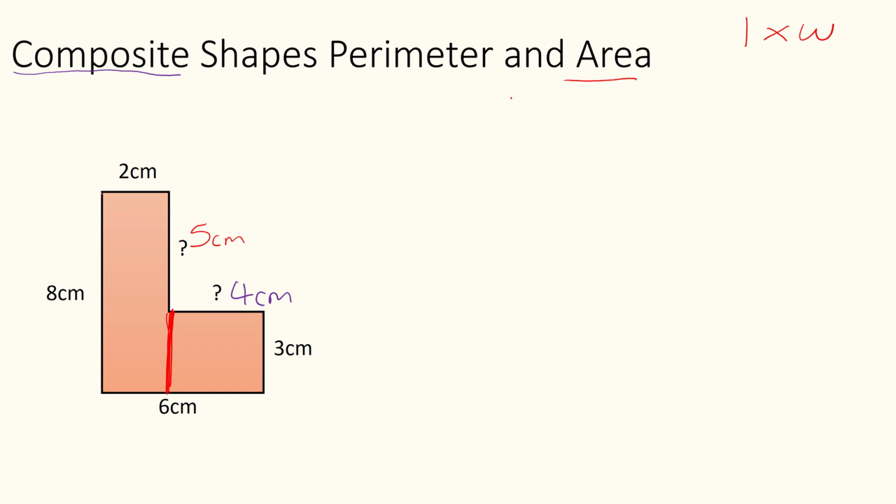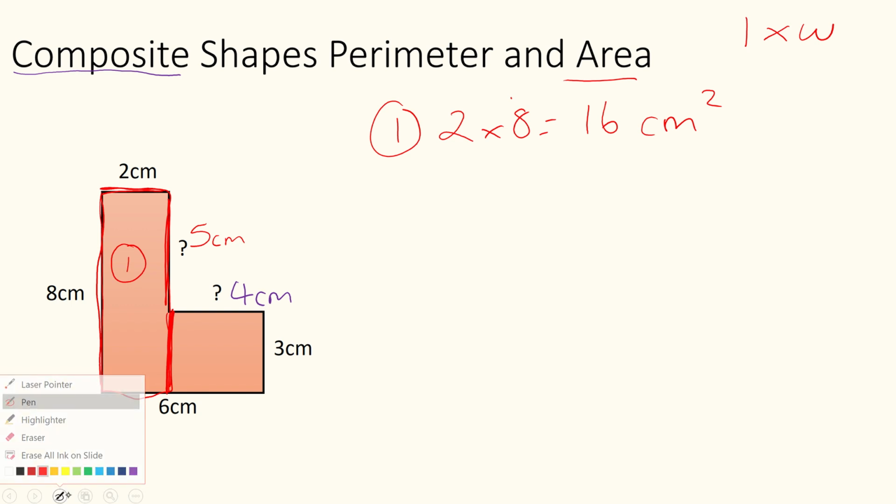So this first shape here, I'm going to highlight in this lovely red, my favourite. And I've got a length and a width, 2 times 8. So this is the area of shape 1. 2 times 8 equals 16. It's an area, it's centimetres, so it's squared.